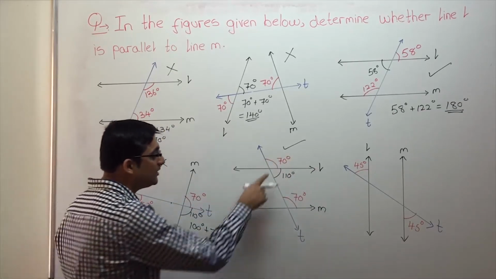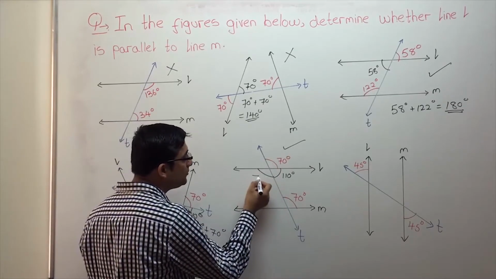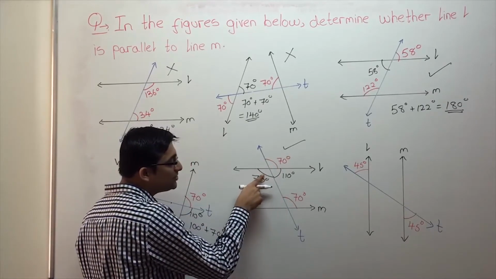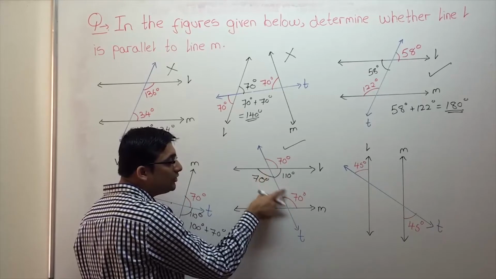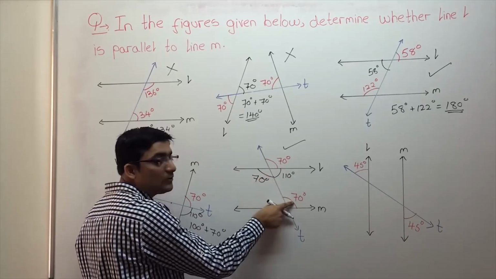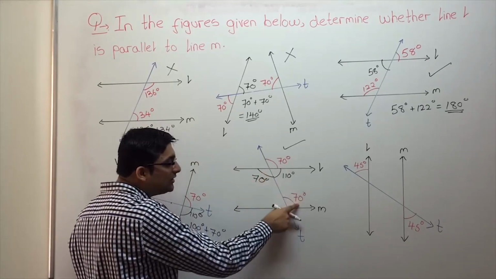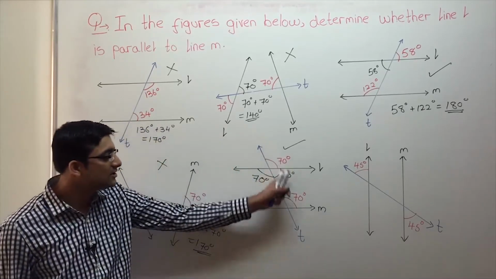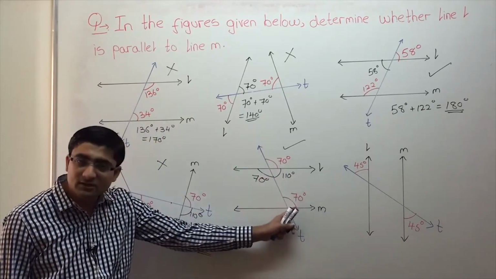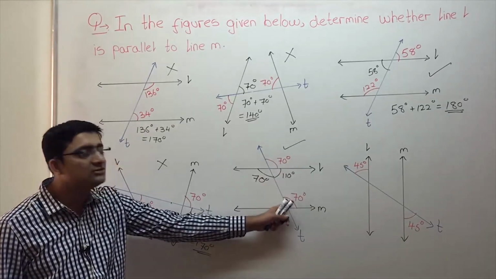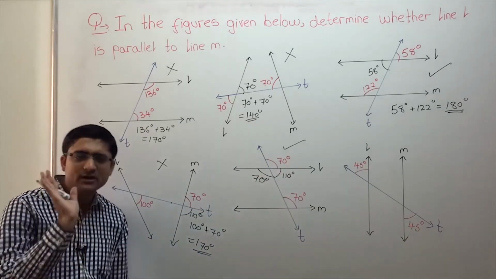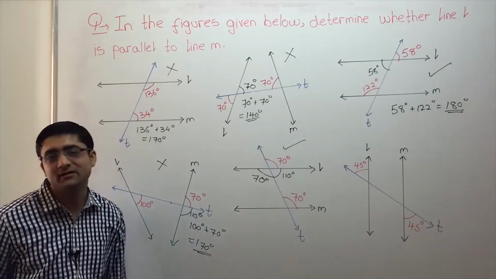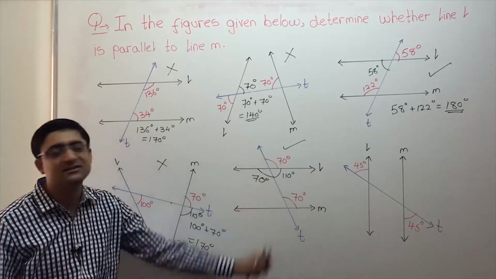Another method, this is 70, so vertically opposite will be 70. Now what is the relation between this angle and this angle? Alternate interior angles. Are they equal? Yes. So because alternate interior angles are equal, the lines are parallel. So you can use any method: corresponding angles, alternate interior angles, or interior angles on the same side of the transversal. Any one condition you get satisfied, they are parallel. Any one condition gets violated, they are not parallel.